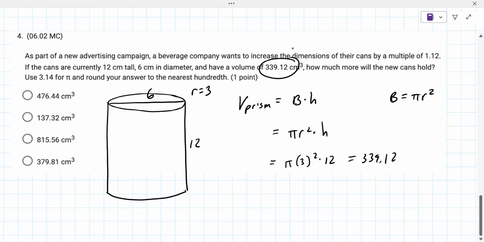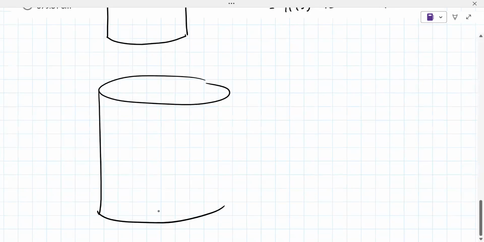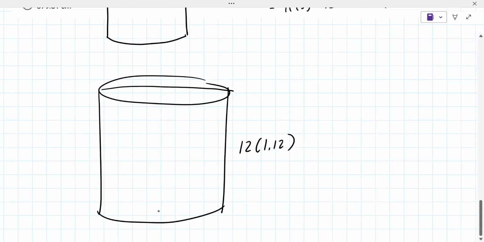So now here's where it's different. All the dimensions are being multiplied by 1.12. So the new can, you have to take 12 and multiply it by 1.12. And then this 6 right here, you have to multiply by 1.12. So can you do that for us and give me those results? 6. So the diameter would be 6.72. Okay, and 12, the height would be 13.44.